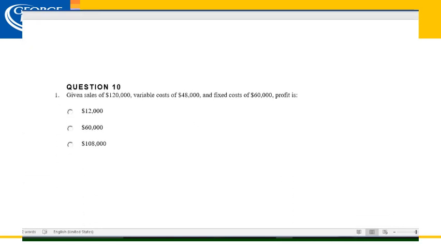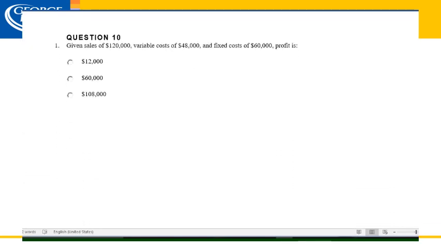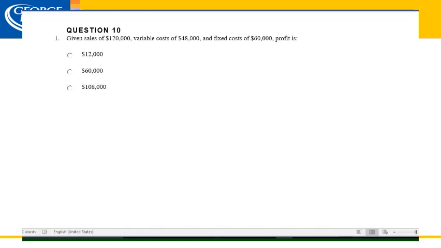Another good one. Question number 10. Given sales of 120,000, variable costs of 48,000, and fixed costs of 60,000, what is profit? Again, we have to go back to the basic CVP equation. Our sales equals our variable costs plus our fixed costs plus our profit. Okay. So we know what our variable costs are, we know what our fixed costs are, and we know what our sales are. We need to find our profit.